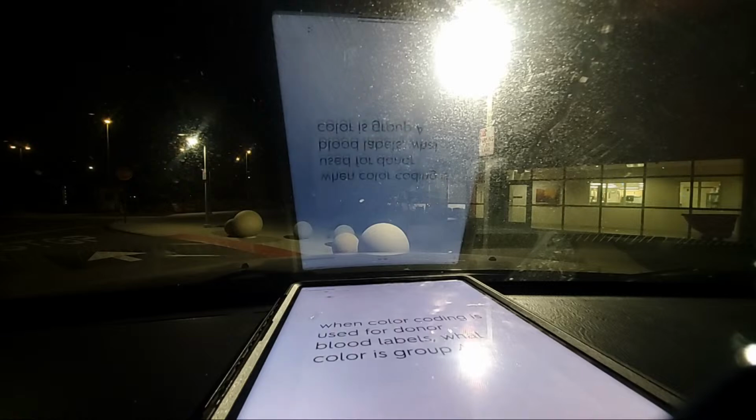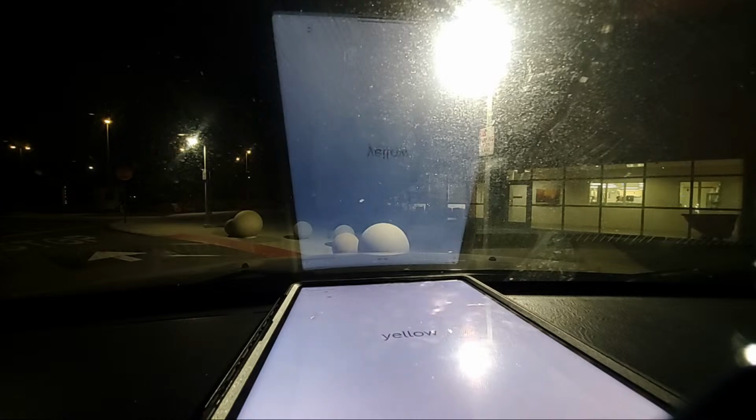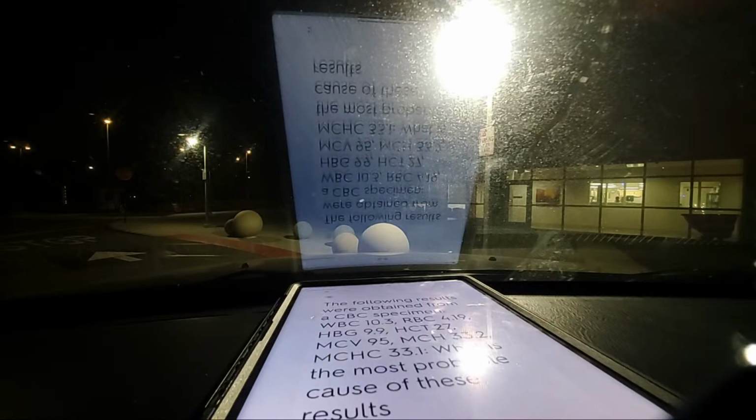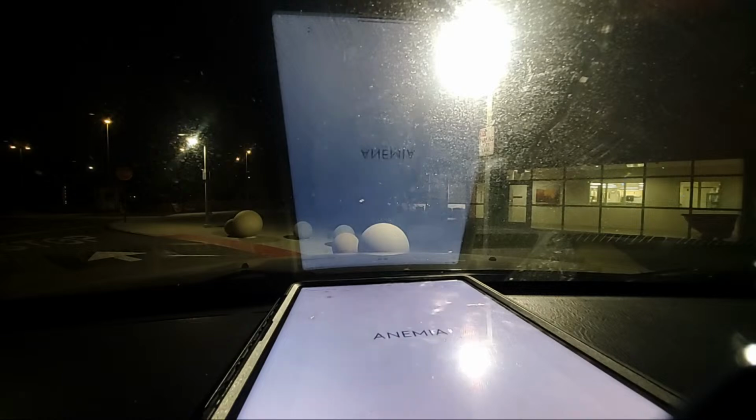Red blood cells of which group react only with anti-H? O. When color coding is used for donor blood labels, what color is group A? Yellow. The following results were obtained from a CBC specimen: WBC 10.3, RBC 4.19, HGB 9.9, HCT 27, MCV 95, MCH 33.2, MCHC 33.1. What is the most probable cause of these results? Anemia.